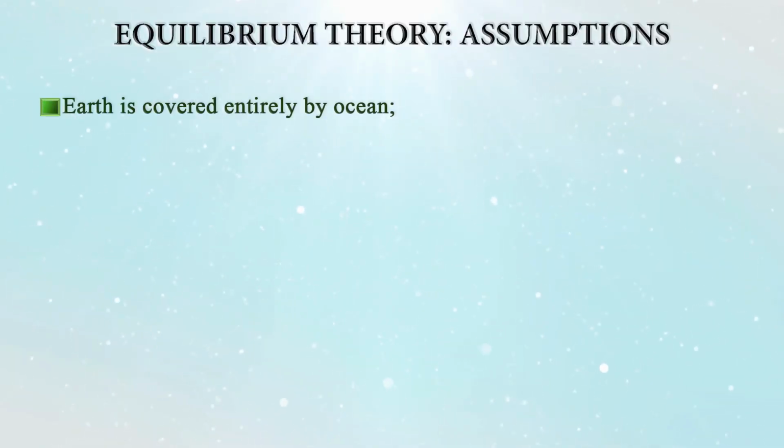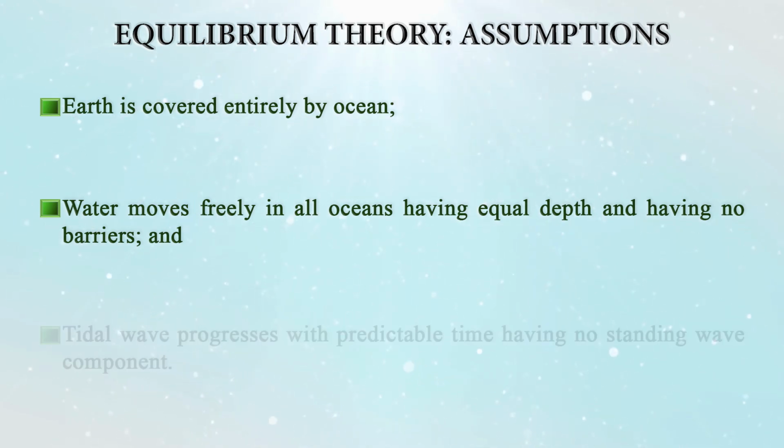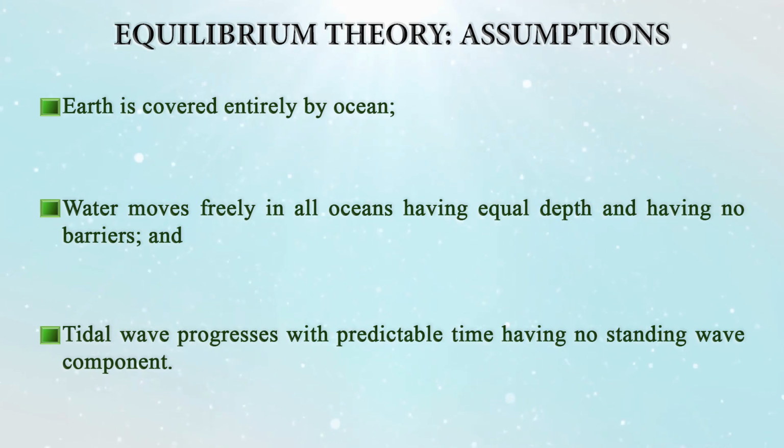Now let us study this equilibrium theory in detail, because you have some knowledge of this, as we studied the centrifugal and centripetal forces in the previous video program. So the basic assumptions taken by the equilibrium theory are that earth is covered entirely by oceans. Water moves freely in all oceans, having equal depth and no barriers, and the tidal wave progresses with predictable time, having no standing wave component. Now let us understand this: sun, moon and earth are all in equilibrium due to their respective pull towards each other.